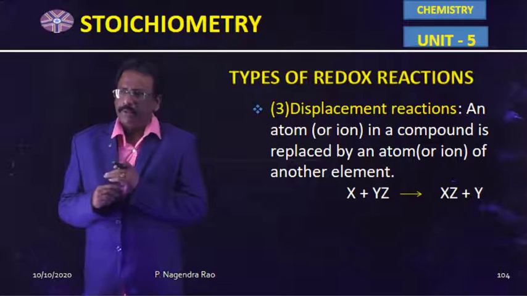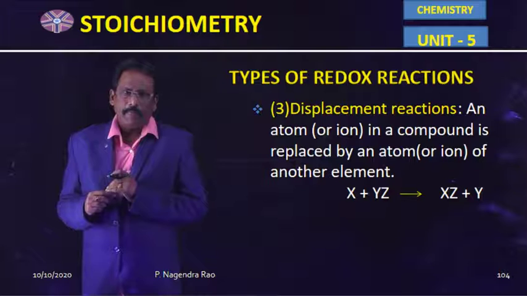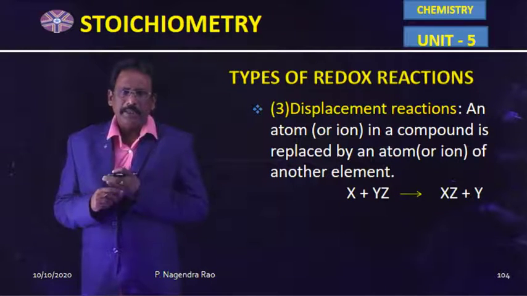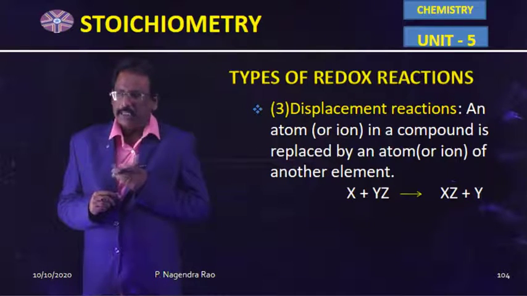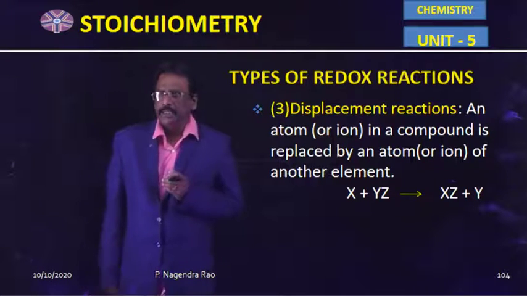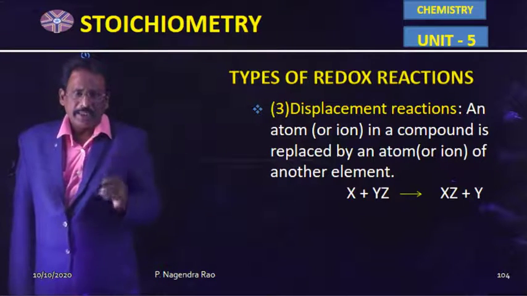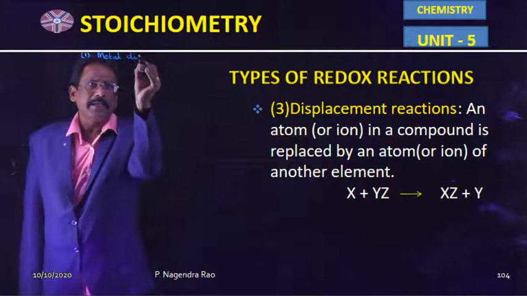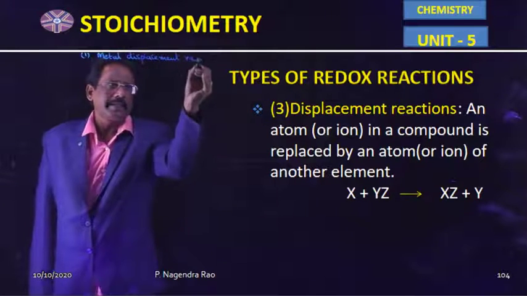The third type of redox reaction is displacement reaction. It is defined as an atom in a compound is replaced by another atom, or an ion in the compound is replaced by another ion, is known as a displacement reaction. It is of two types. First one is metal displacement reaction.